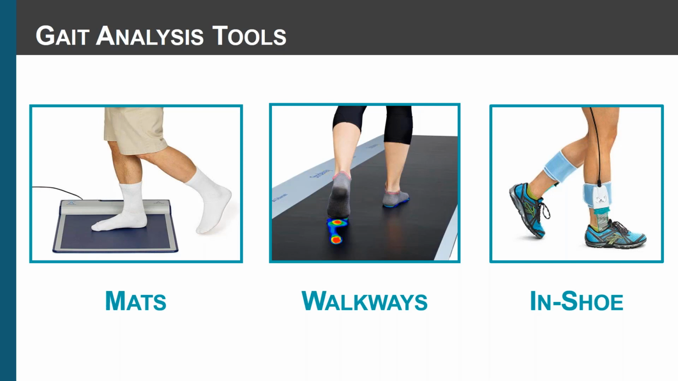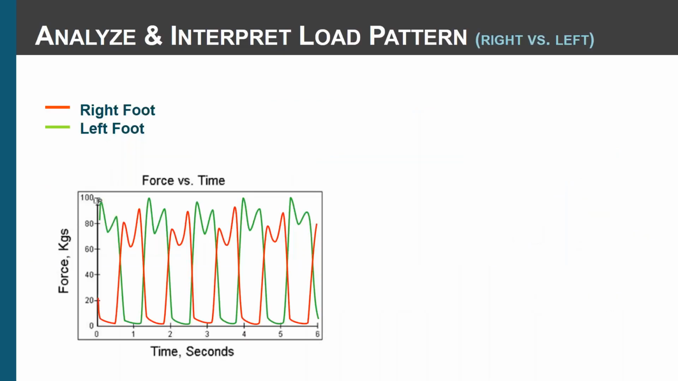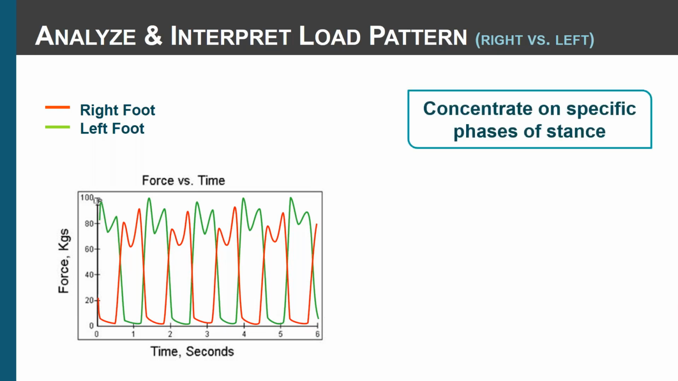So let's take a look at some of the software and what it looks like from a standpoint of the analysis. Here we can see an example of some force time curves, and this could be from an F-scan or a walkway system. You can see the multiple foot strikes, left, right, in the graph here. What we can see from this is we can actually concentrate on the specific phases of the gait cycle.